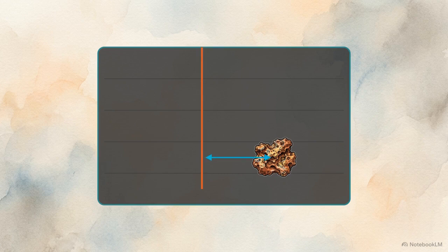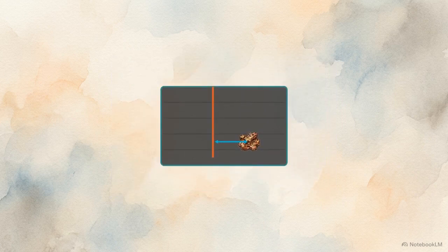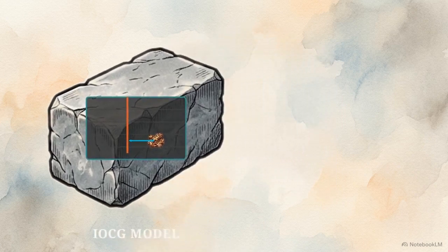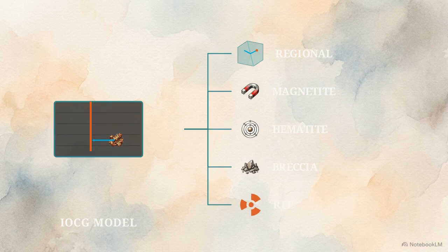subtype's specific signature. To build an accurate targeting model, we must split this conceptual monolith into 5 distinct subtypes: regional, magnetite, hematite, breccia, and REE. Each branch is governed by different fluid chemistry. They possess unique structural traps, alteration sequences, and distinct geophysical footprints.